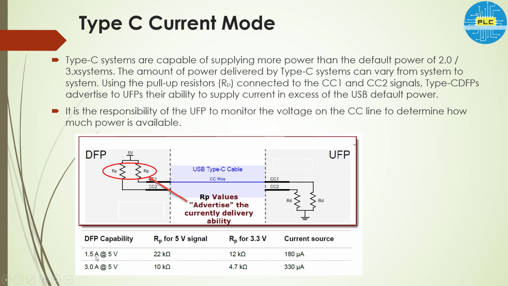See here, example 1.5 amps at 5 volts. If you are using a 5 volt signal, Rp value will be 22 kilo ohms. In case you are taking a 3.3 volt signal, then Rp value will be 12K. Then the current source will be 180 microamps. Here 3 amps at 5 volts: Rp with a 5 volt signal is 10K ohms. Then for 3.3 volts, it's 4.7 kilo ohms. The current source will be 330 microamps.